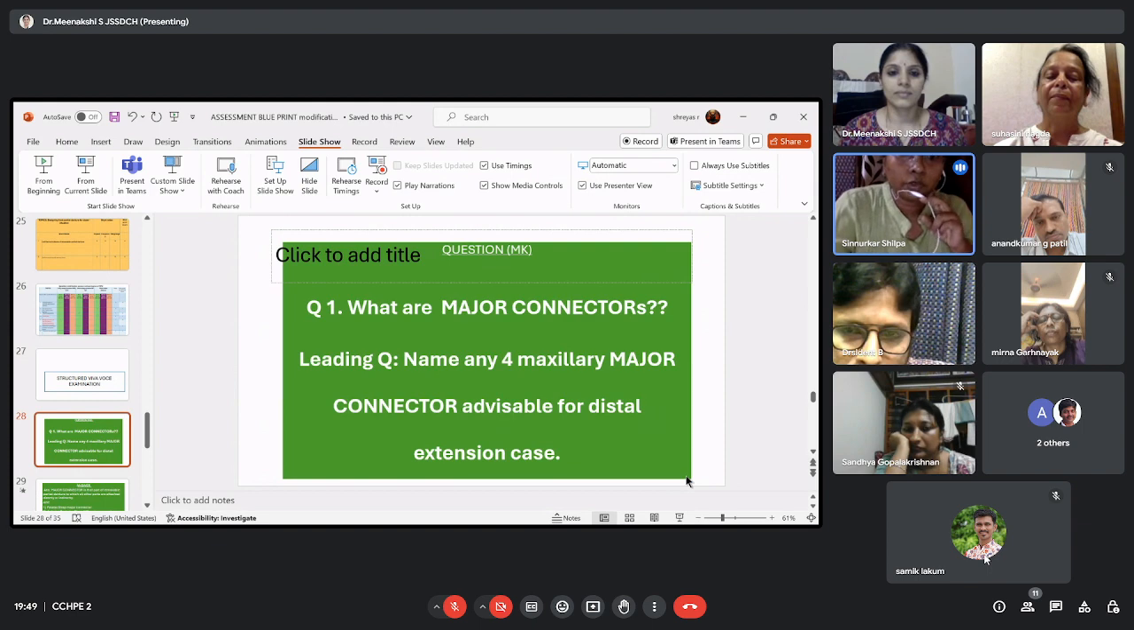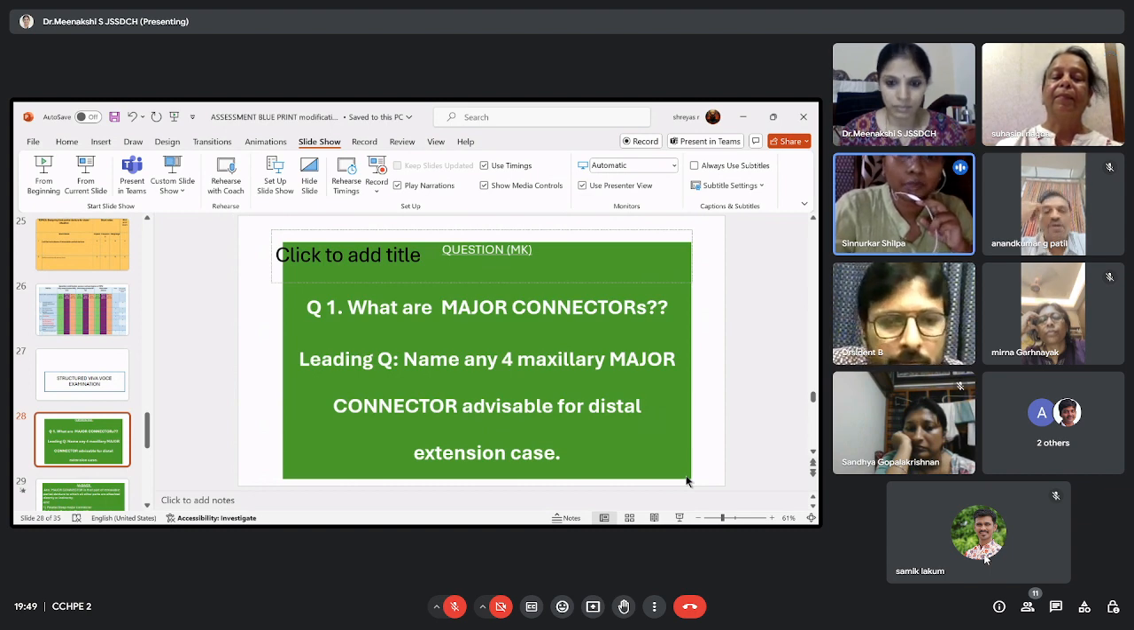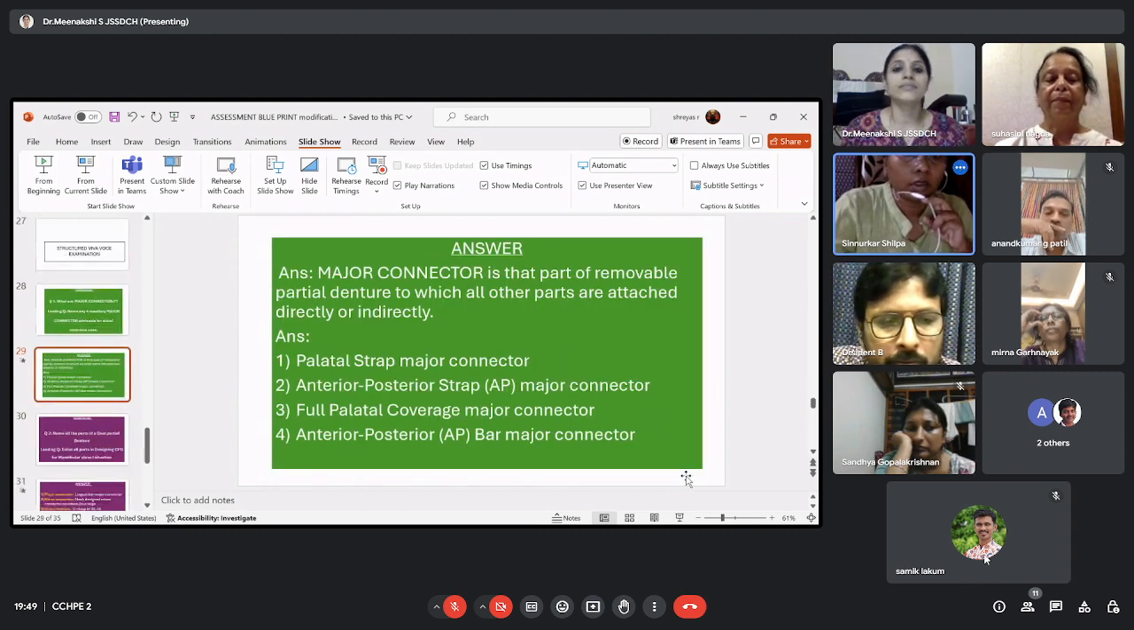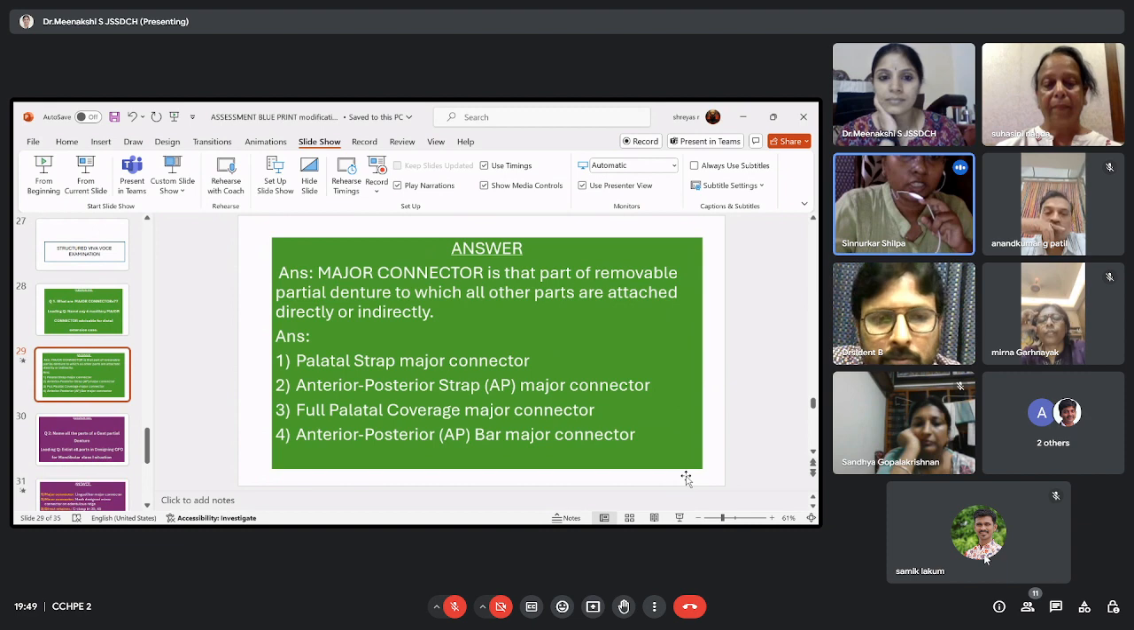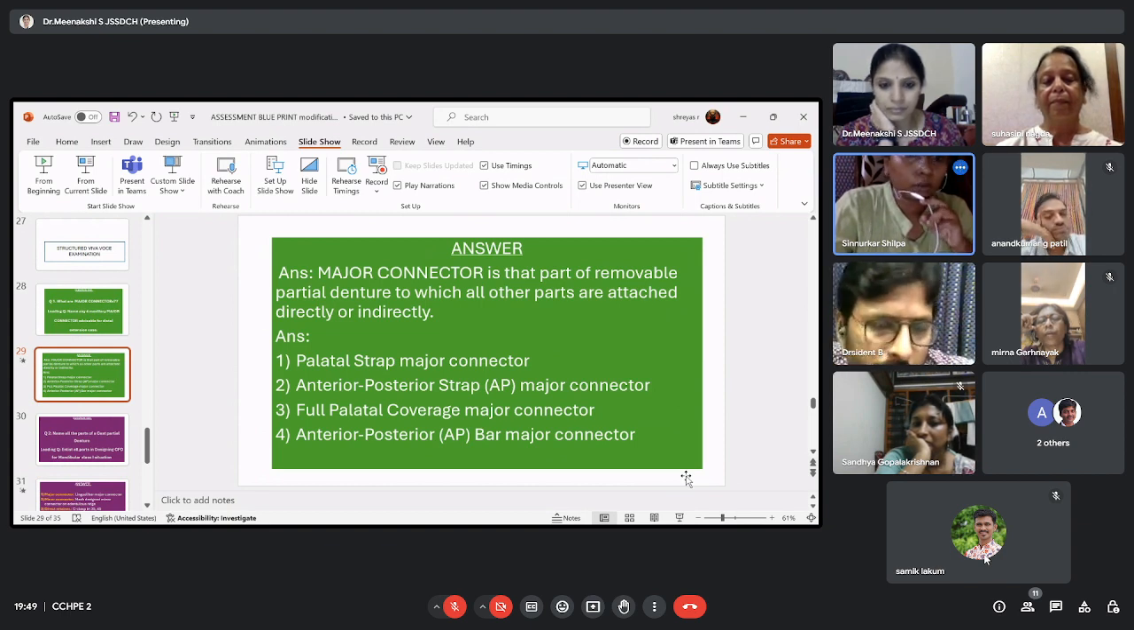card. So the first question is, what are the major connectors? And if the student answers that, then we'll go for the leading question, that is, name any maxillary major connector advisable for distal extension cases. So the answer would be, a major connector is a part of a removable partial denture to which all other parts are attached, directly or indirectly. And the answer for the leading question is a palatal strap major connector, the anterior and posterior strap major connector, full palatal coverage, and AP bar major connector.